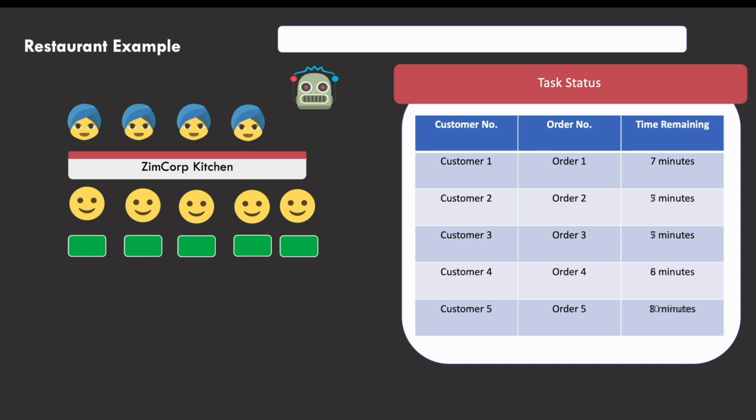Next, the task scheduler tells one of the first chefs to pause order number 1, and resume working on other orders.